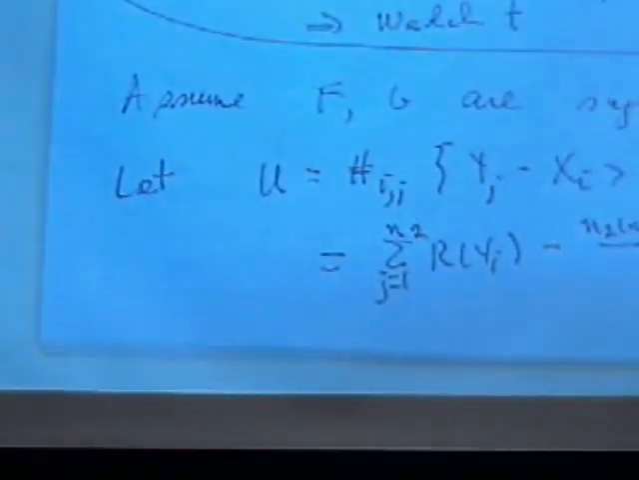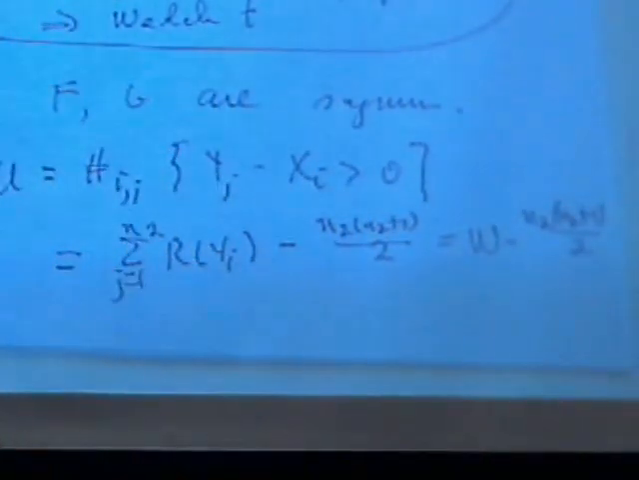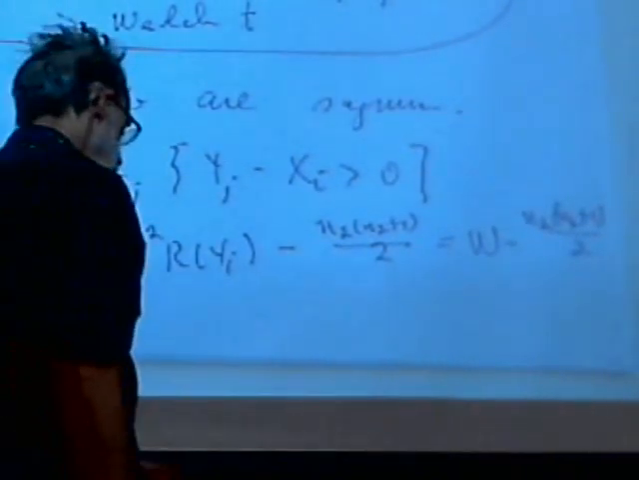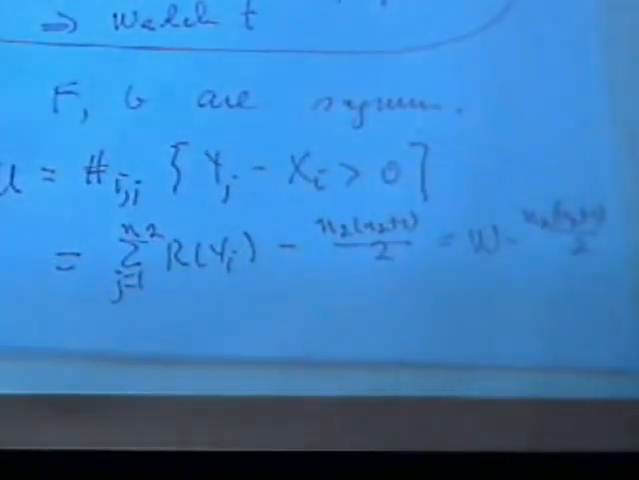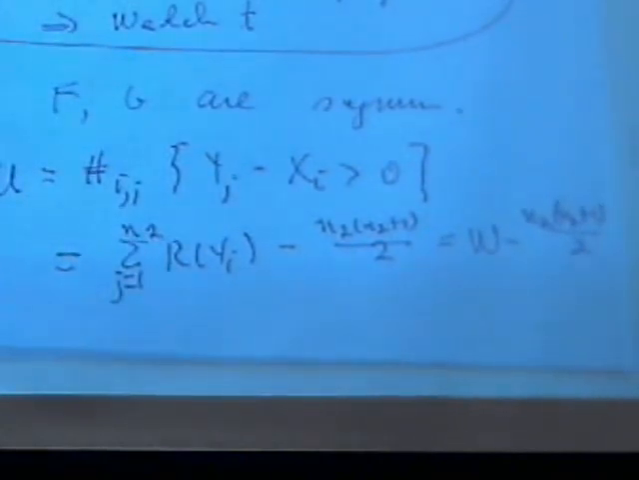The thing is, under F and G, you can't use the usual distribution of the Mann-Whitney. So what can you use? Well, you can use the mean. The mean will come out to be exactly what it should be if you assume that symmetry.